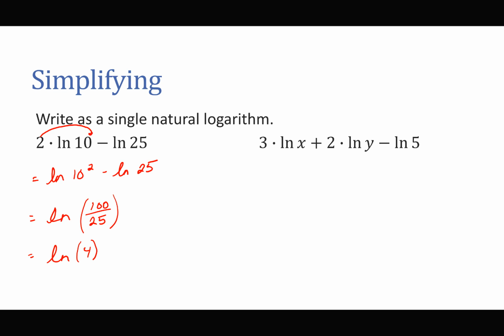Okay, all I'm doing is simplifying. There's no equal sign in this, so I'm not trying to solve. This is simply simplifying, writing it as one natural log in simplest form. So in simplest form, if you have a number to an exponent, do it. If you have division of two numbers, do it.